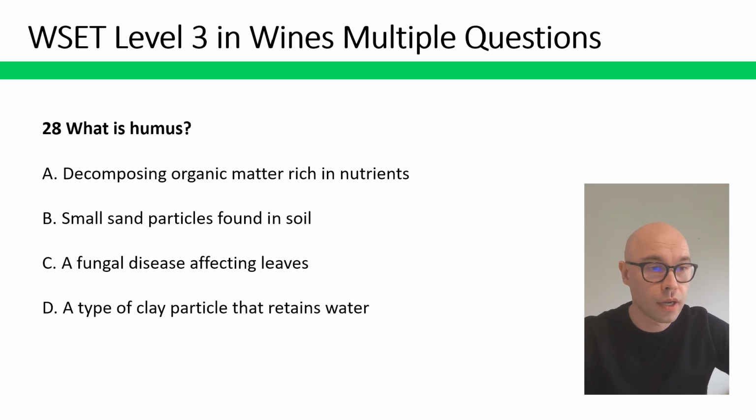What is humus? A decomposing organic matter rich in nutrients, small sand particles found in soil, a fungal disease affecting leaves, a type of clay particles that retain water. The correct answer is A, decomposing organic matter rich in nutrients.